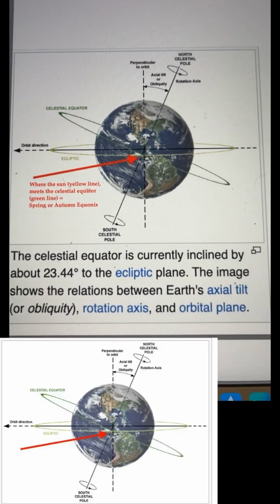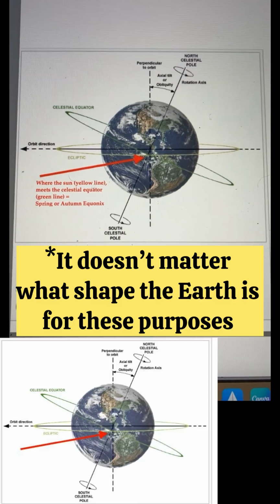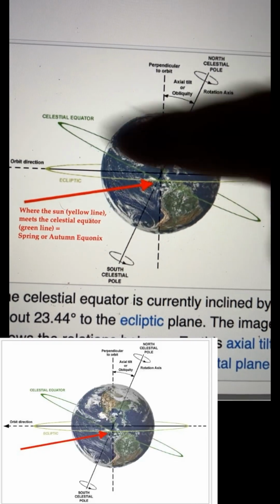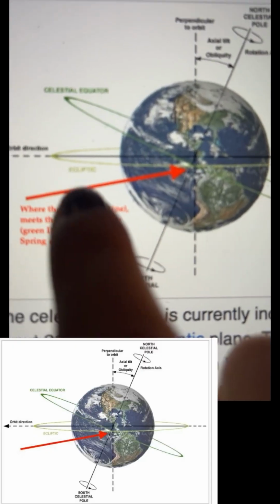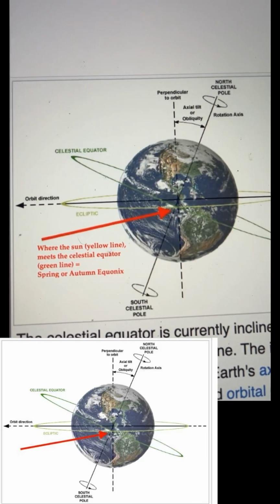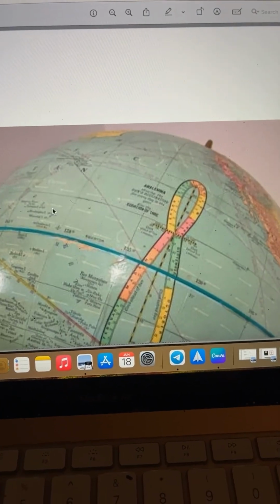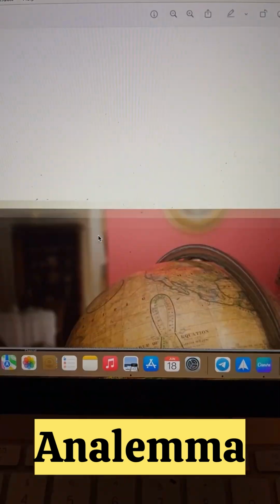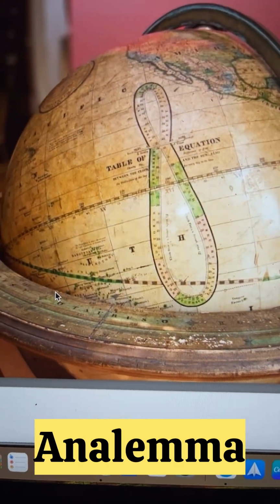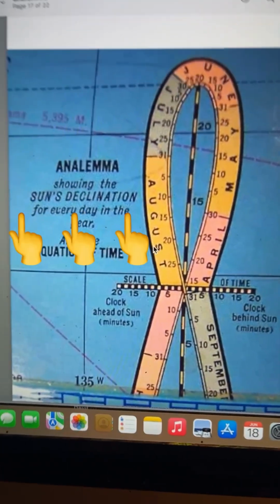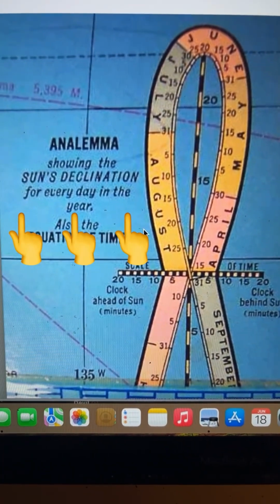And just for visuals here, it says that the equinoxes occur when the sun comes and meets the celestial equator. So if the sun is traveling this yellow line of the ecliptic, once it meets this celestial equator, this green line, then boom, an equinox. I showed you guys the maps of them, how we have all these globes depicting the movement of the sun. I would think every globe depicts an analemma, the movement of the sun. Oh, here we go, showing the sun's declination for every day in the year.